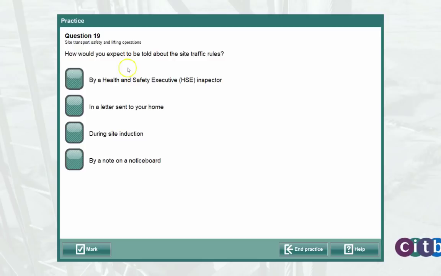How would you expect to be told about the site traffic rules? By a Health and Safety Executive, HSE, inspector. In a letter sent to your home. During site induction. By a note on a notice board.